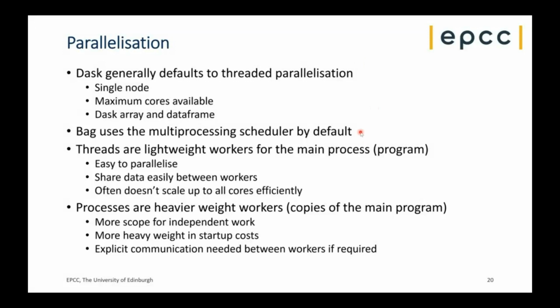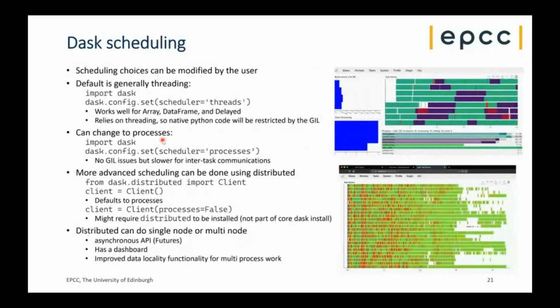The exception is bag functionality, which doesn't use threads, it uses multiprocessing. And again, it can use all the workers on a single node, but it tends to be a bit slow because it's using this slow multiprocessing functionality. That's because processes are heavyweight. They're more functional, but they've got more overheads associated with them.